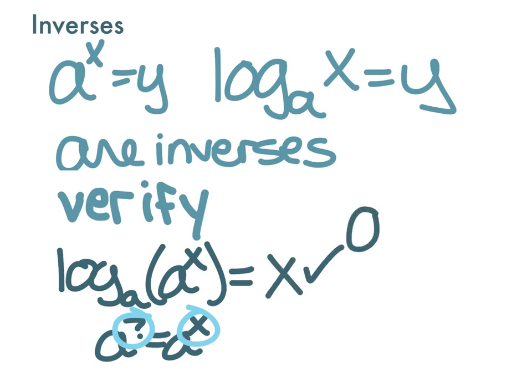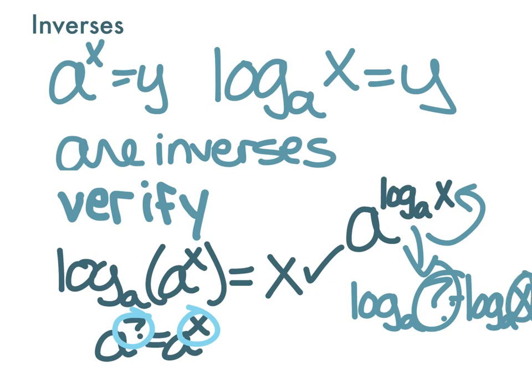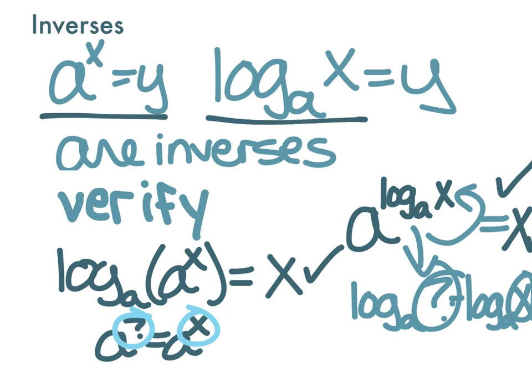If I did a raised to the log base a of x, then I would have to think, well, how do I figure out what x is? And that's just going to be x, because if I were to rewrite this as a logarithm, log base a of something equals my exponent, log base a of x, then obviously my something has to be x. So it verifies. A to the x and log base a of x are inverses.